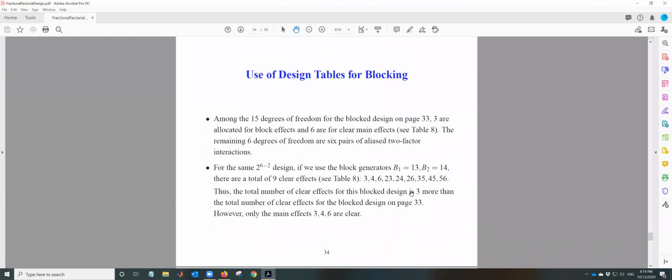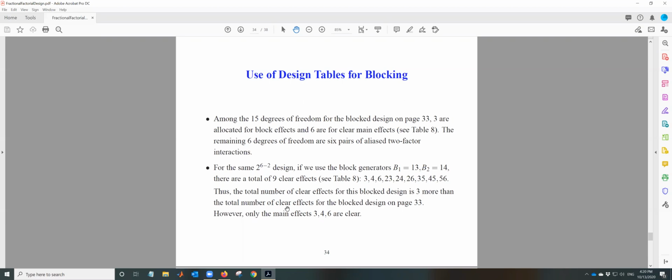However, the book has already given you the design tables for blocking. Among the 15 degrees of freedom for the block design on page 33, 3 are allocated for block effects, 6 are for clear main effects. The remaining 6 degrees of freedom are 6 pairs of aliased 2-factor interactions. So for the same 2^(6-2) design, if we use the block generators like this, there's a total of 9 clear effects.